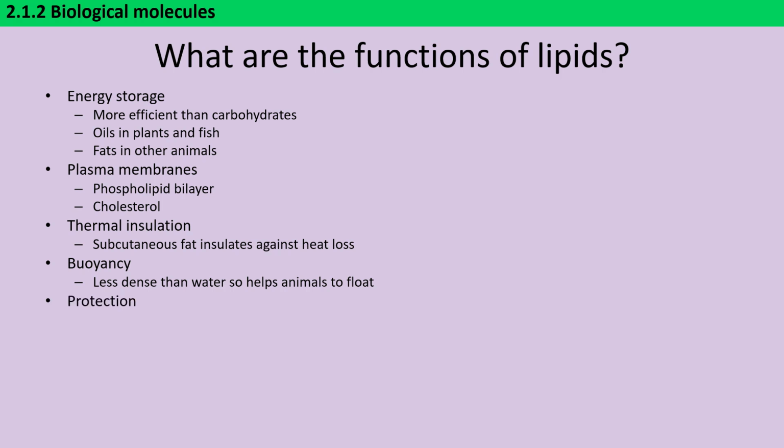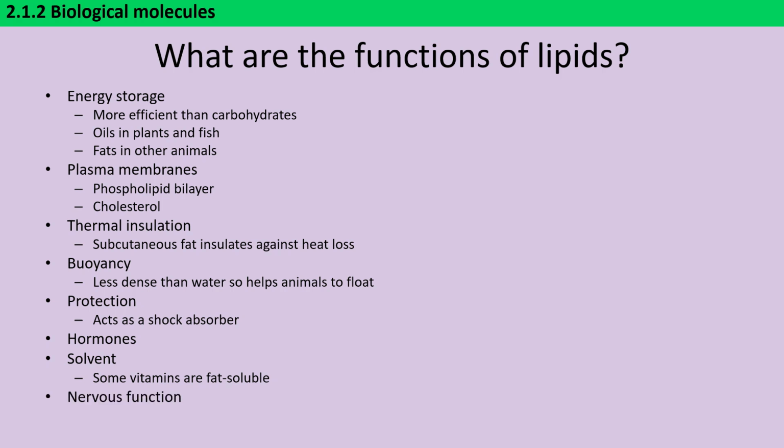The lipid can also act for a bit of protection because it acts as a shock absorber, and lipids can be modified to be turned into hormones. We're going to look at a few different examples of hormones that are based on lipids. Some vitamins are fat soluble and therefore you need to have lipids as a solvent. Also, in order for your nerves to function properly and for the nervous impulses to move quickly down a neuron, those nerve cells have a myelin sheath. This is a coating around the outside of the neuron that allows the electrical impulse to move much more quickly.